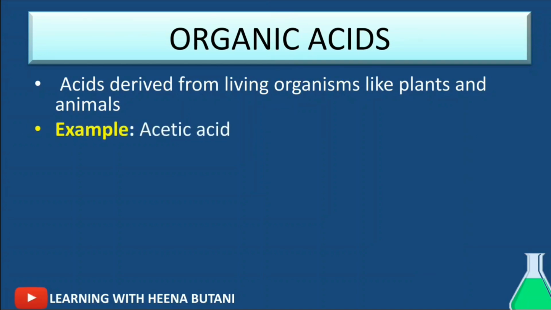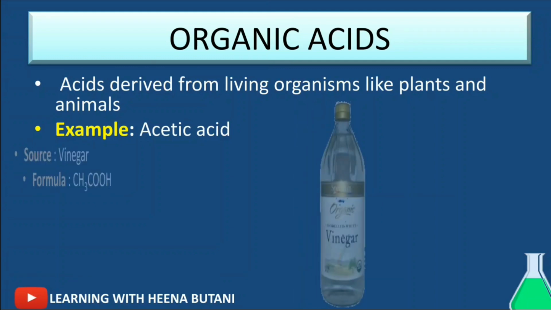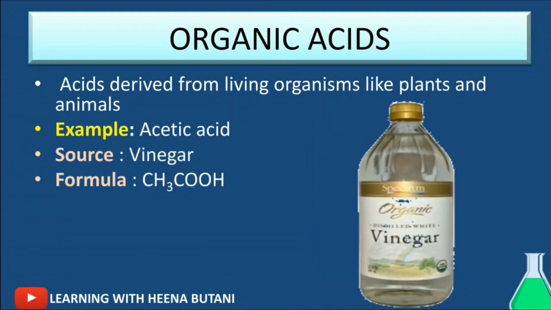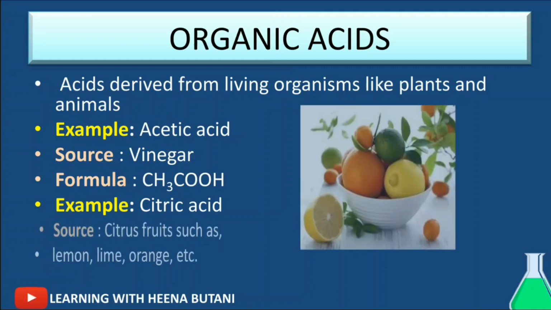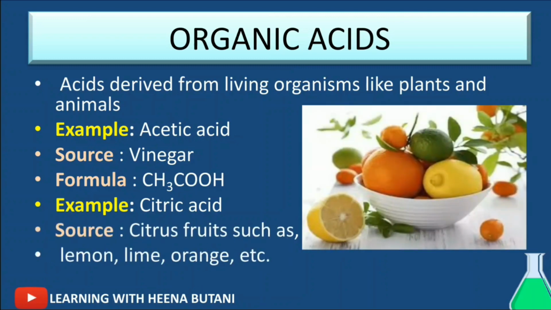First one, acetic acid. Now, what is the source of acetic acid? That is vinegar. This we use in our cooking. So, vinegar is acetic acid, and formula for acetic acid is CH3COOH. Second one is citric acid. Now, where is citric acid present? Source of citric acid is citrus fruits such as lemon, lime, orange, etc.